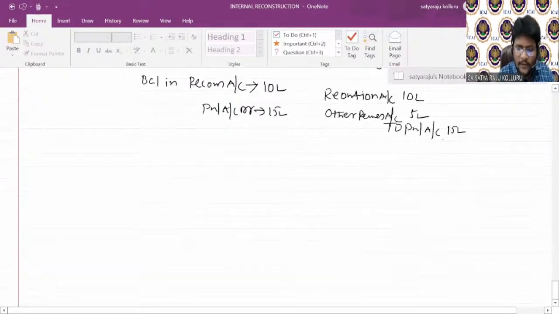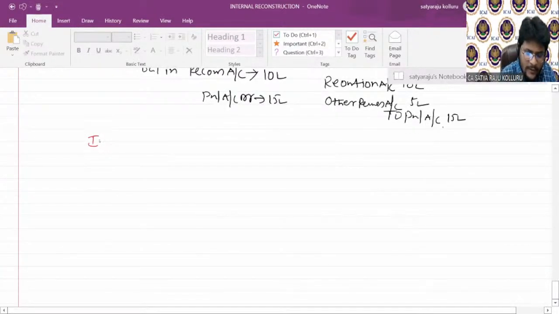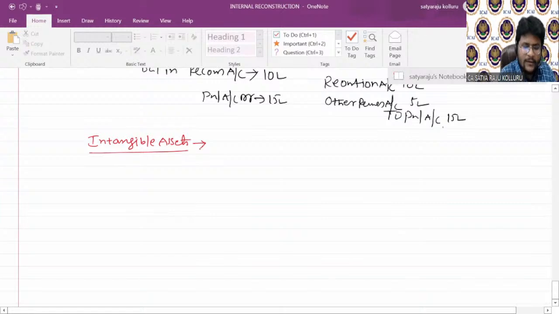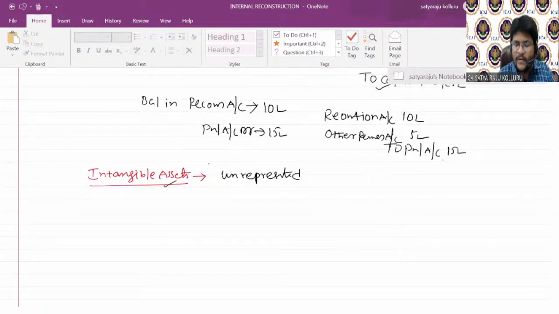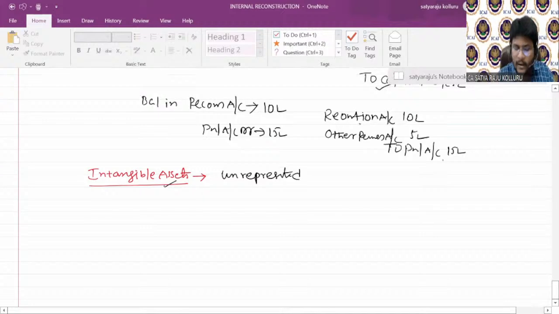Apart from this, all of you concentrate. In case of intangible assets, if it is specifically given that the existing intangible assets are unrepresented, then such intangible assets are also nullified with the reconstruction account. That applies if it is specified clearly in the problem.